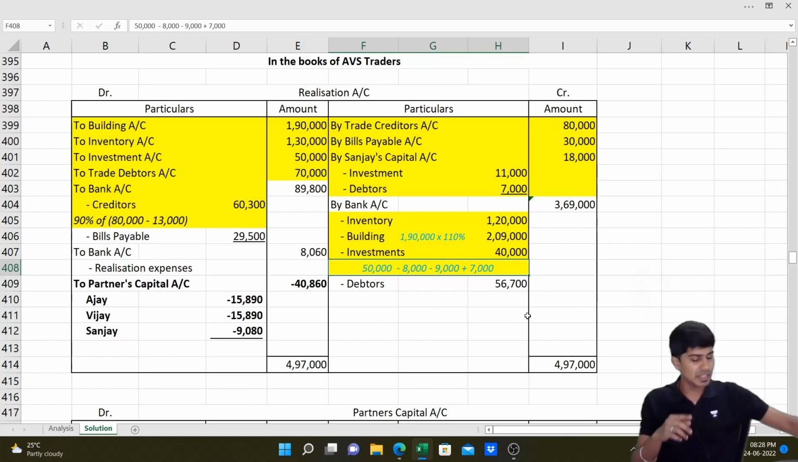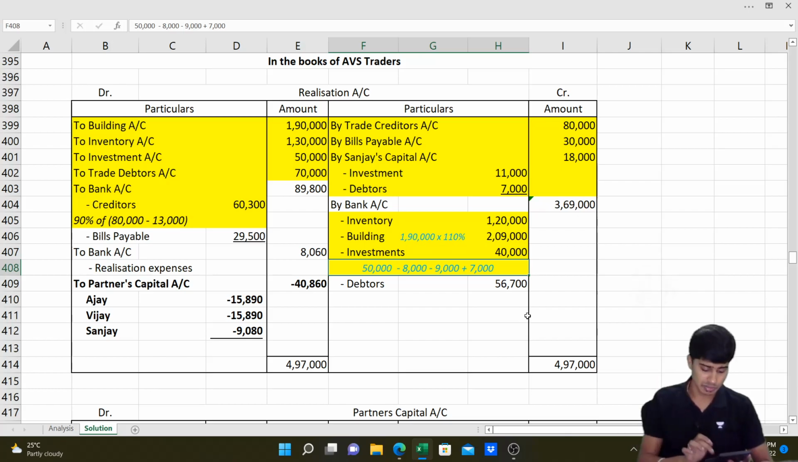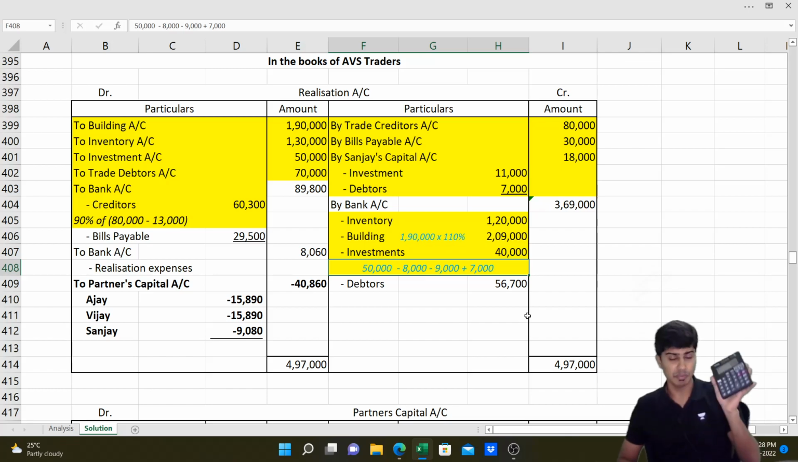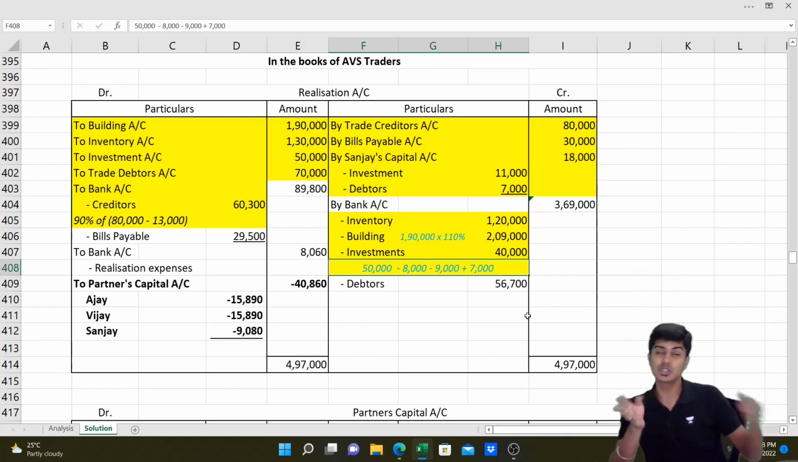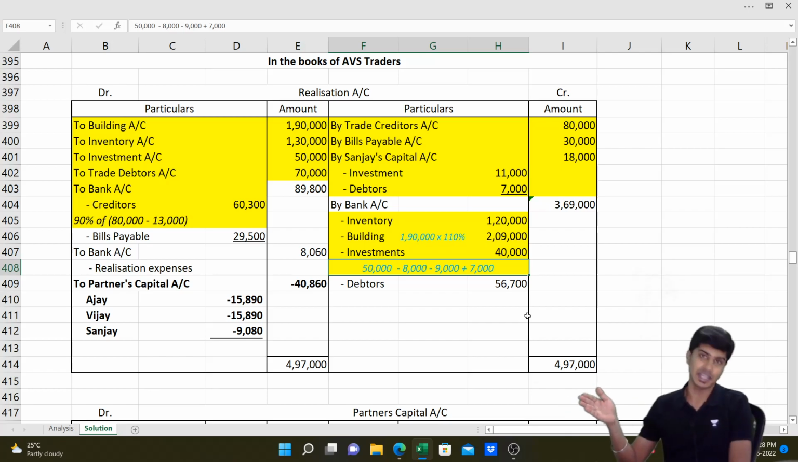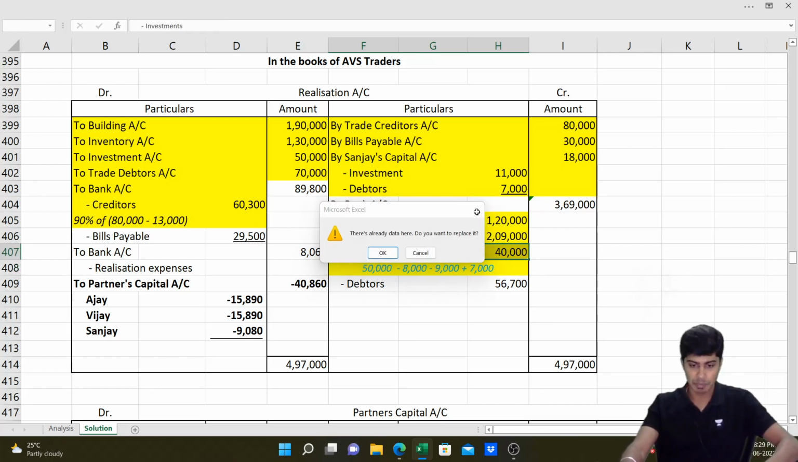So 8 plus 9, how much is that? 50,000 minus 8,000 minus 9,000 is 33,000. There is 7,000 rupees profit on the sale of that. 40,000 is realized. There are two sales. One sold to outsiders, one taken over by creditors to an extent. Yeah, I had forgotten the data. Yeah, investments 40,000 is correct. The point is I didn't write that detailed explanation. That's where all this problem happened.